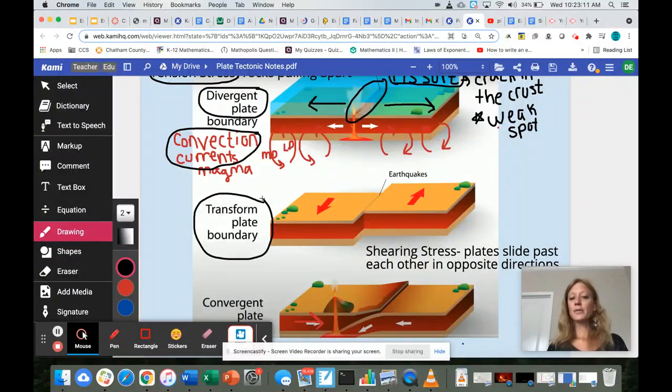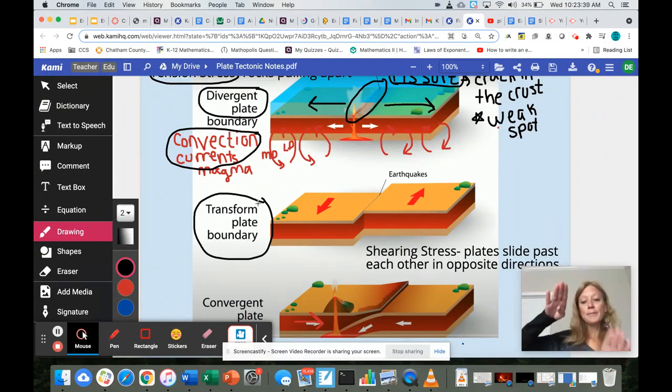Well, transform plate boundaries are a little bit different in how they move. They're still going to cause an earthquake, so it's still really important to know that that can happen. It can still cause some magma to be able to seep up in a weak spot, but the plates that are joining move in a different direction this time. It's almost like they slide. They're sliding in opposite directions.